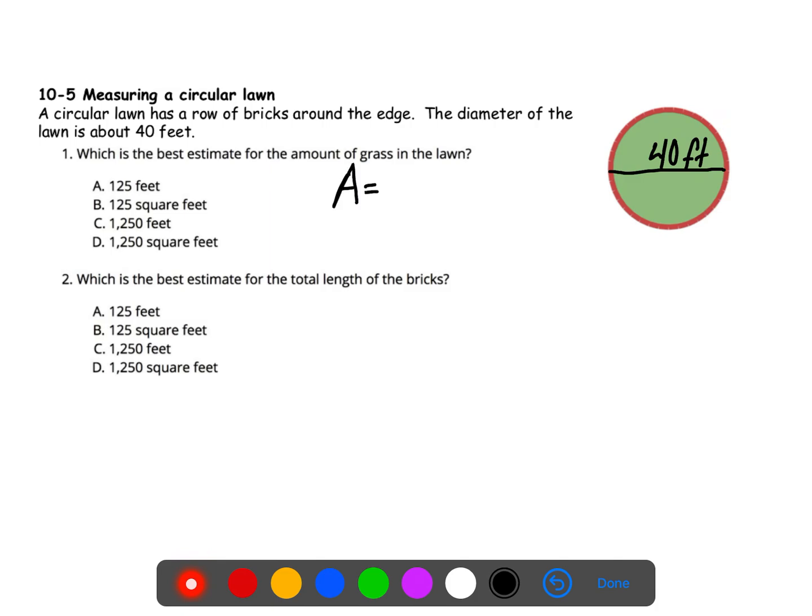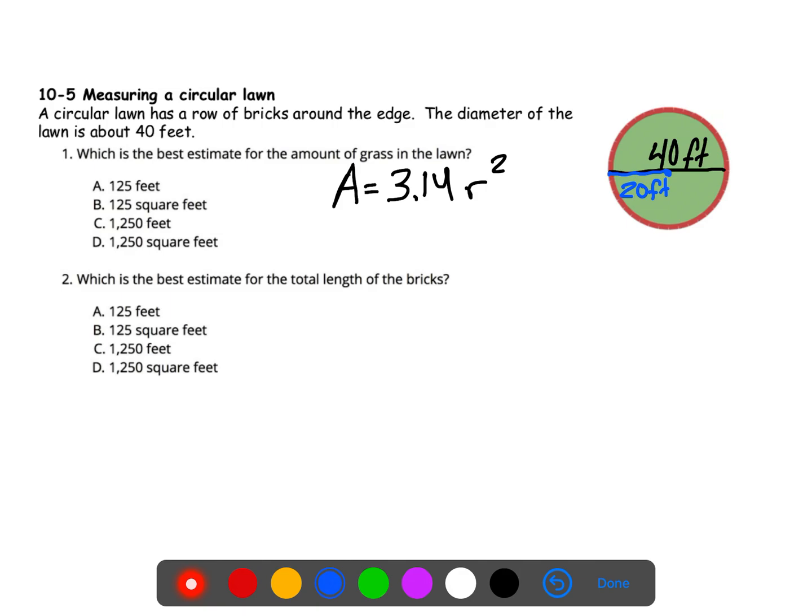Remember, area is, and since we're estimating, we're just going to use 3.14 times the squared radius. Okay, we need the radius here. If our diameter is 40 feet, our radius is going to be half of that. So we're going to have a radius of 20 feet.